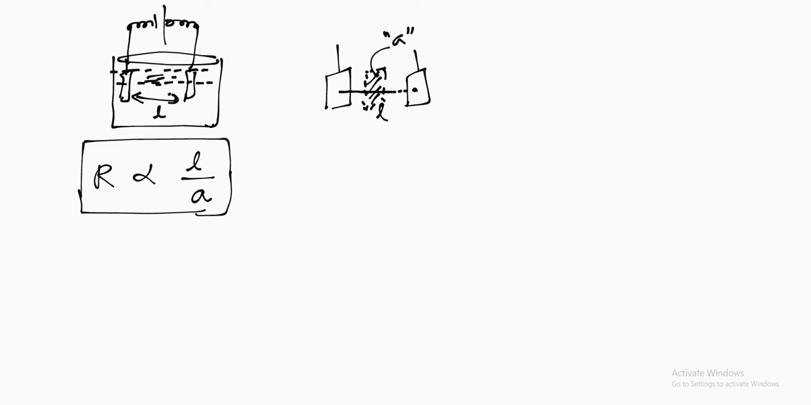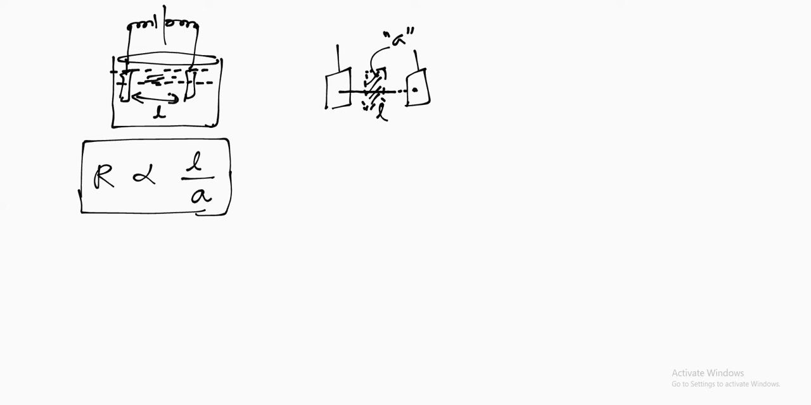So if we increase the distance between the two electrodes, automatically resistance will increase. If we increase the area of cross section, then resistance will decrease. Students, observe carefully. If you increase the distance between the two electrodes, resistance will increase, whereas if you take electrodes of larger surface area, definitely the resistance will decrease. This is the basic relation for resistance, the distance between the electrodes, and area.